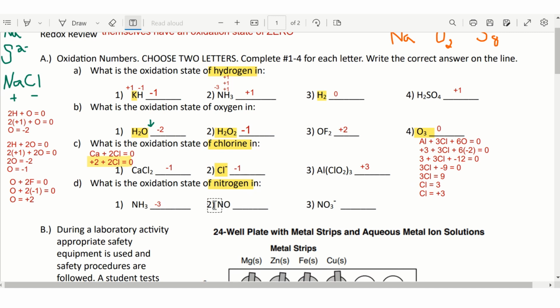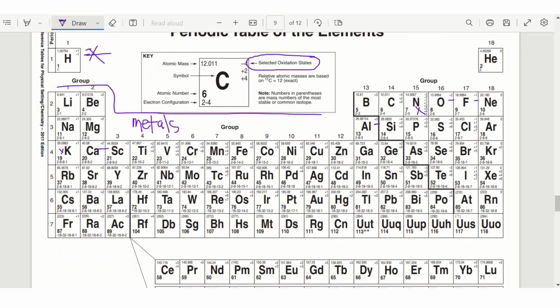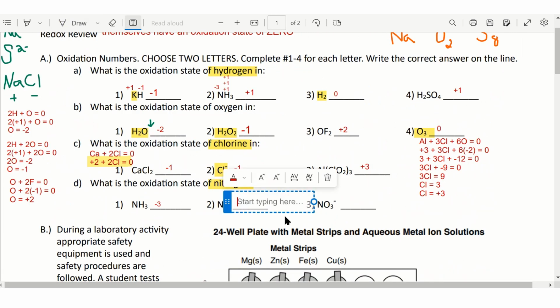And when I solve for nitrogen, I've got 1 nitrogen and 1 oxygen, and it has to add up to 0. So if I look at oxygen, it's negative 2. So if oxygen is negative 2, what does nitrogen have to be? Positive 2, right? Okay, this one, we will set this one up.